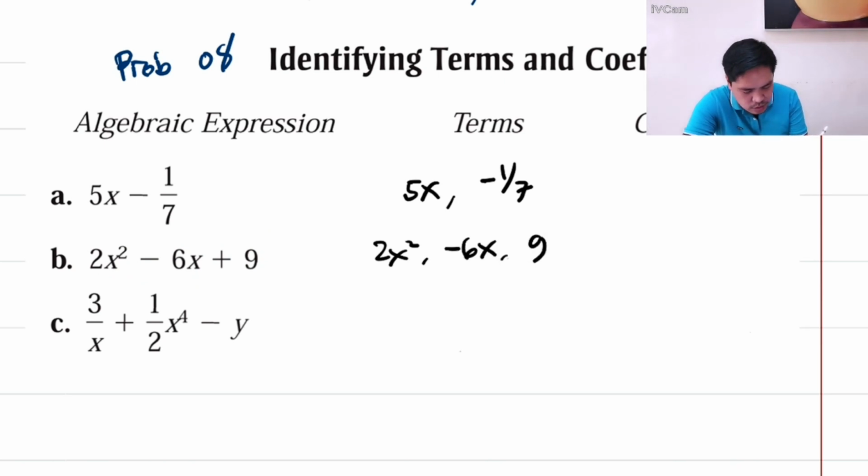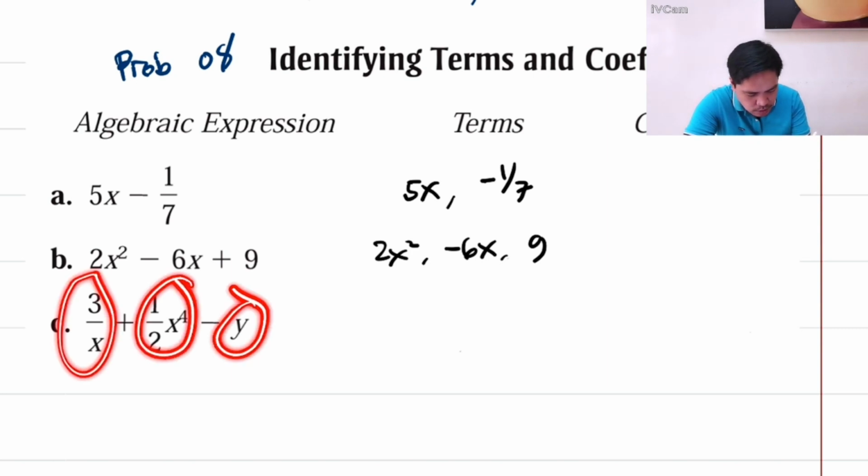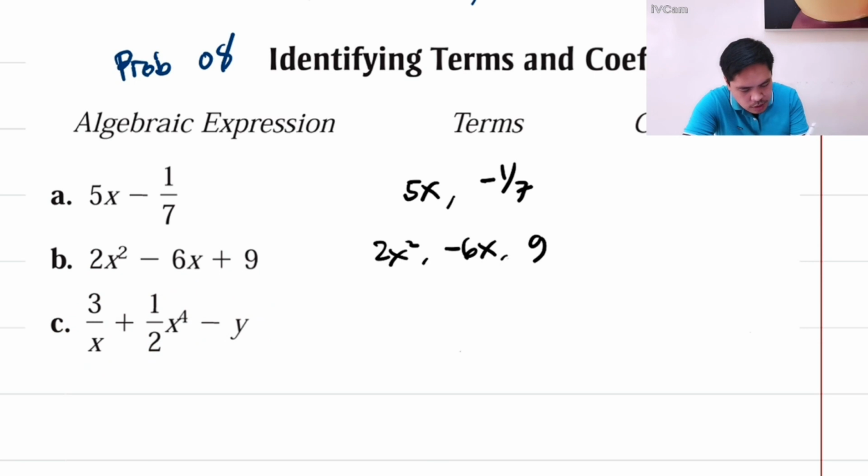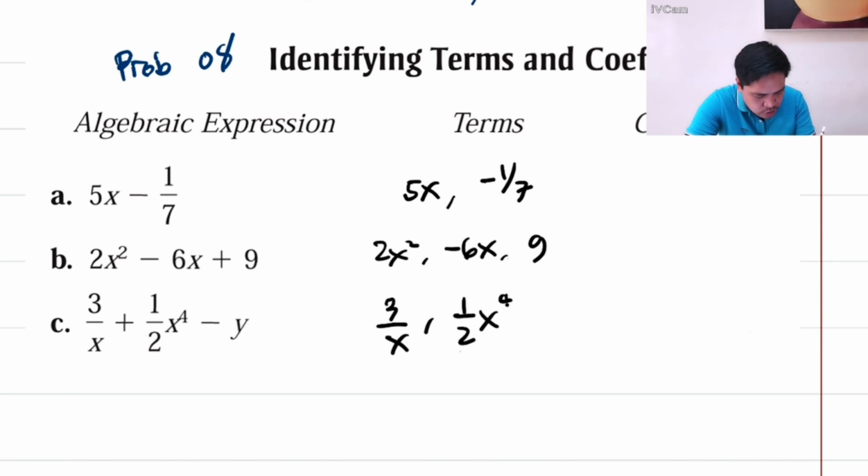Sa pangatlo, how many terms are there? Of course, this term, and this term. They're separated by this operation, plus. So, we have 3 over x, 1 half x raised to 4, and negative y. So, this is one single term because the operation here is multiplication. You multiply x raised to 4 by 1 half.